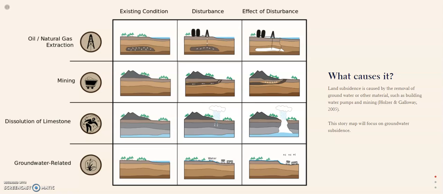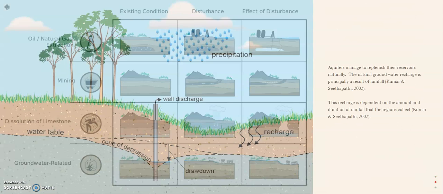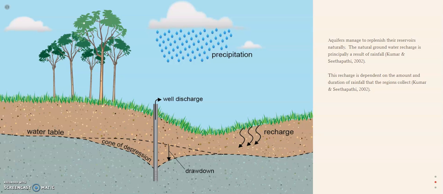There are various reasons why land subsidence occurs, as shown on the image here. Two common reasons include mining and groundwater extraction. Aquifers can be replenished naturally with the rainfall as shown on the image here. The amount of rainfall received determines the amount that is replenished for an aquifer.